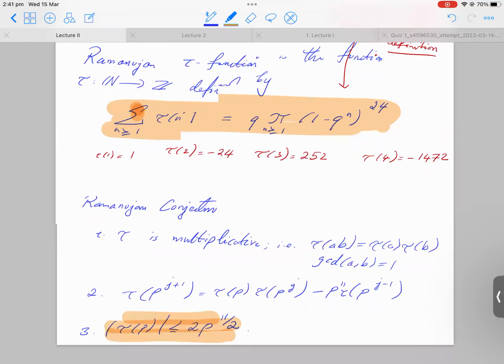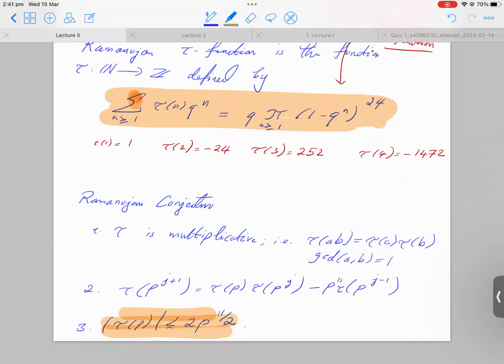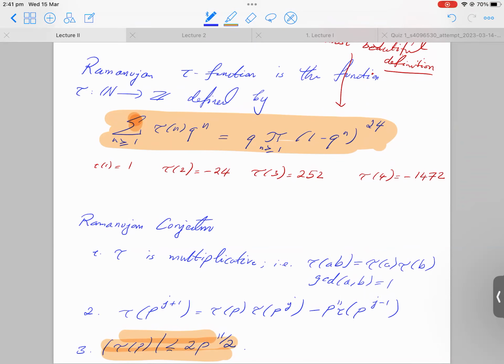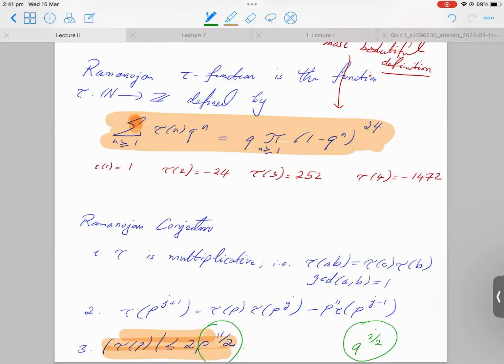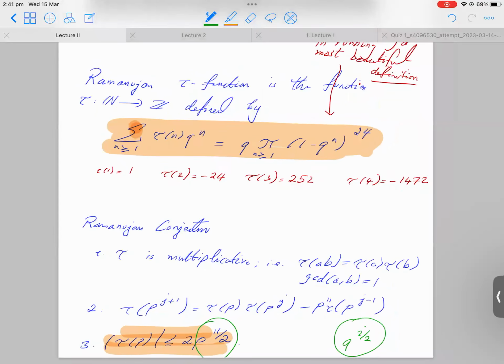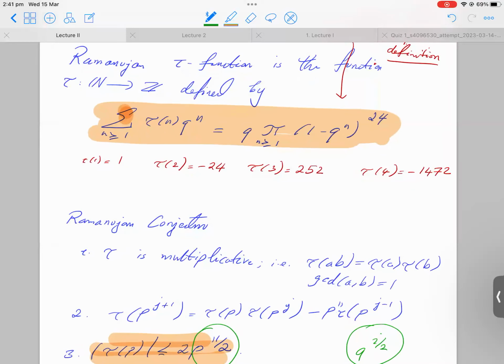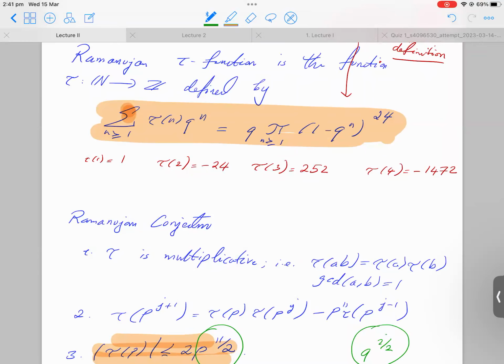Deligne and Serre first, and then Deligne saw this and discovered that there is a relationship between this p to the 11 over 2 that we see here, and q to the i over 2 that we see in the Weil conjectures. Well, we haven't seen it yet, but these are the roots of the polynomials that appear in the rational function. And that connection was actually what eventually led to the proof of the Weil conjectures.